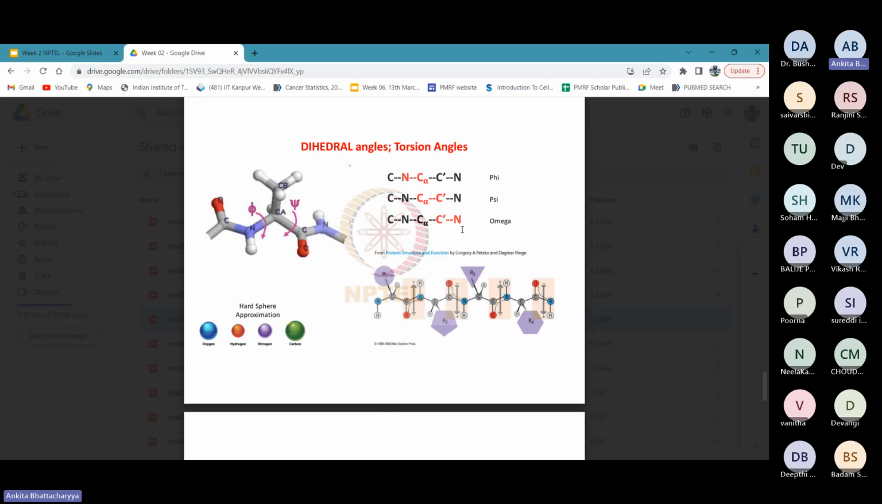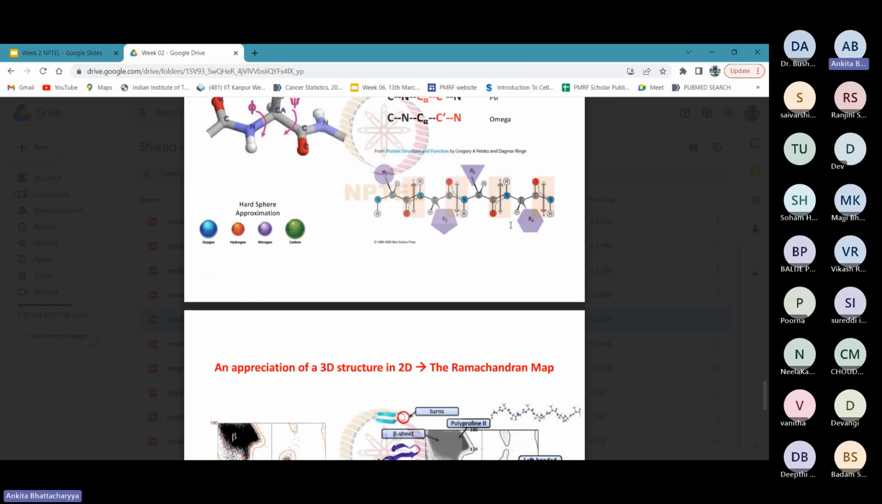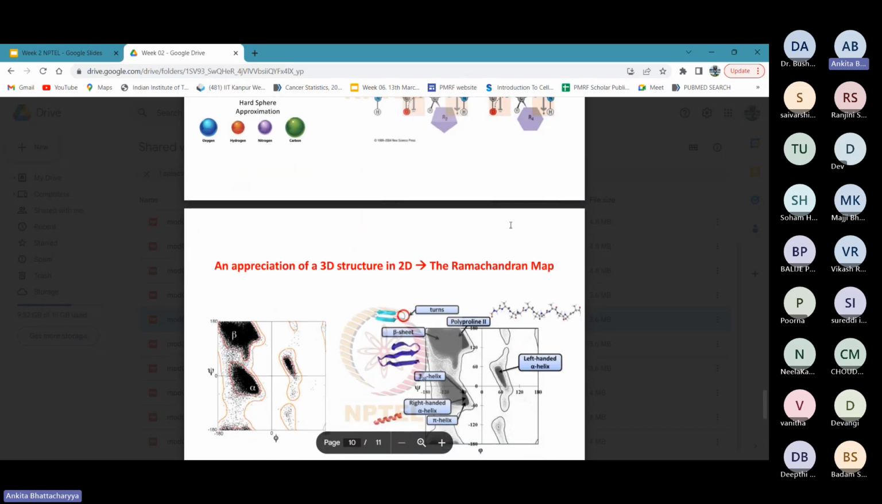And omega, on the other hand, is between C prime and N. C prime is part of the peptide bond, and the angle that it forms with the adjacent nitrogen is known as omega. So each of these angles is studied in great detail.